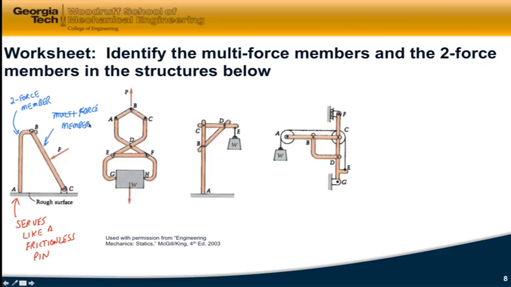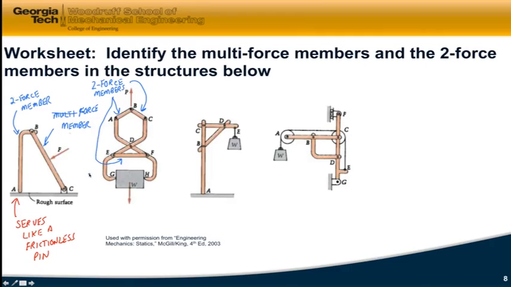So let's do one more example together, and then I'm going to let you do the last two examples by yourself. In this structure, here's a bar with two frictionless pins only, so that is going to be a two-force member. This also will be a two-force member, BC. Are there any other ones? Yes, I see one down here. EF also has forces applied at just two frictionless pins.